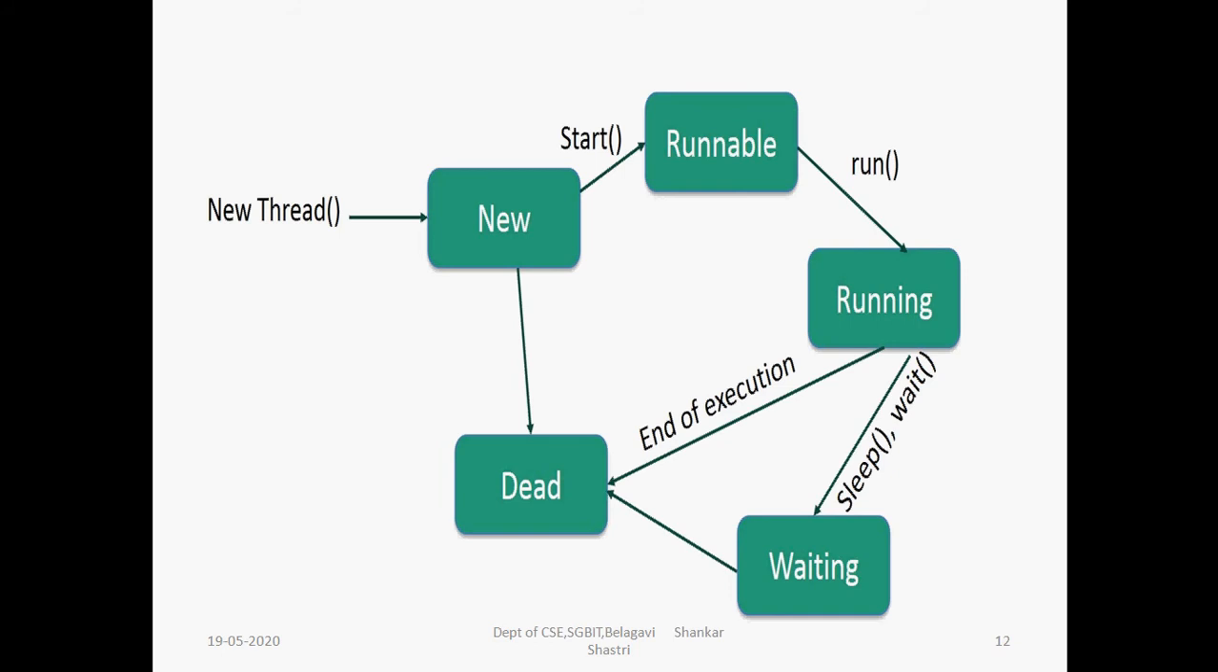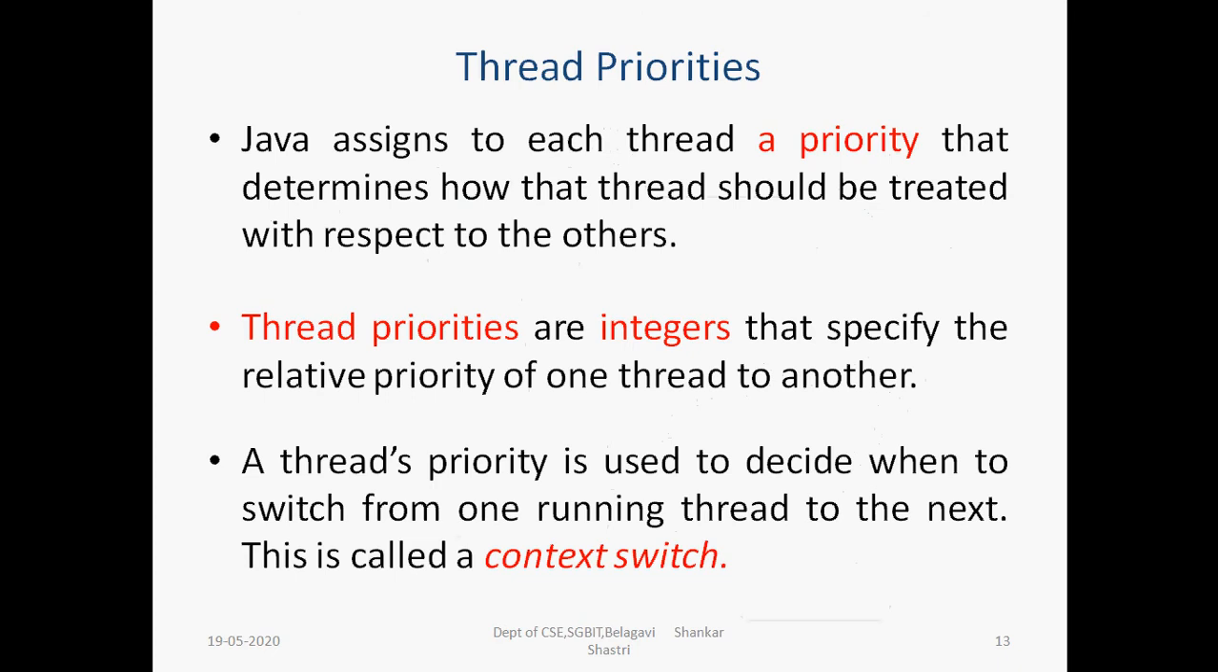So once everything is over, the dead state, end of the execution. So next, this class, the thread priorities. Java assigns to each thread a priority that determines how that thread should be treated with respect to others. So maybe in the same program there are high priority threads, low priority threads, average priority threads, like that.